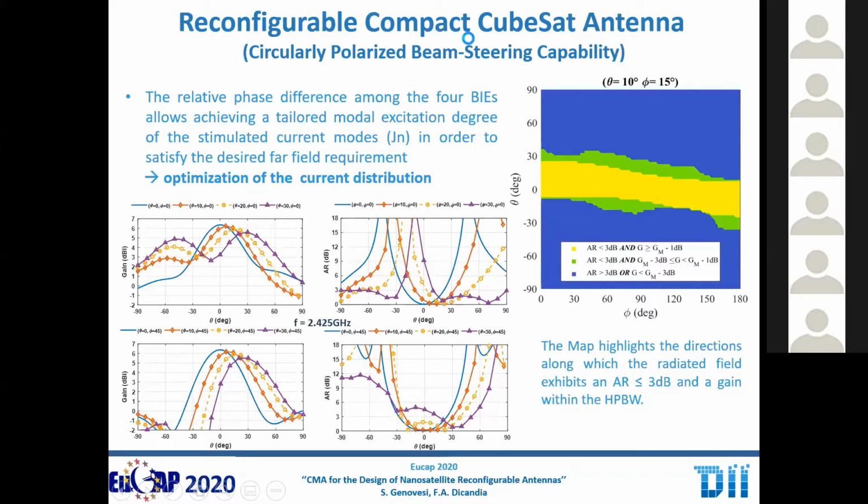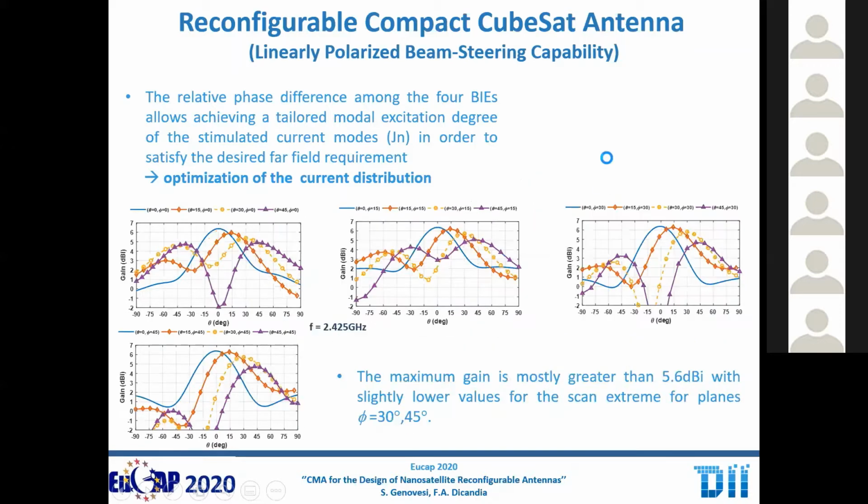And then we are also able, of course, to achieve a linearly polarized field, again, by properly feeding with the proper phase each exciter. The gain is something greater than 5.5 dBi, and we can scan up to, let's say, 55 again degrees in theta.